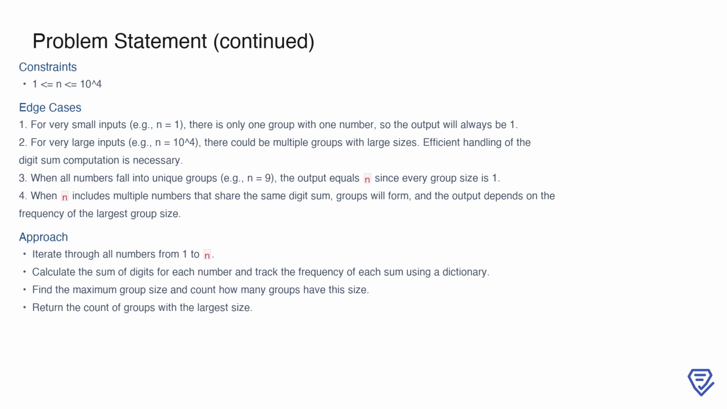Finally, when multiple numbers share the same digit sum, groups are formed, and the output depends on the frequency of the largest group size. To solve this problem, we iterate through all numbers from 1 to n, calculate the digit sum for each number, and use a dictionary to track the frequency of each sum. After identifying the maximum group size, we count how many groups have that size and return the result.